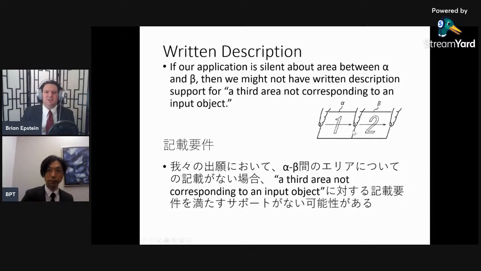But if our application doesn't have that in there, then we don't have written description support to describe an area not corresponding to an input object. It's just, our application's silent with regard to a positive limitation. Our application is silent with regard to a negative limitation. And so it's just something we cannot claim.